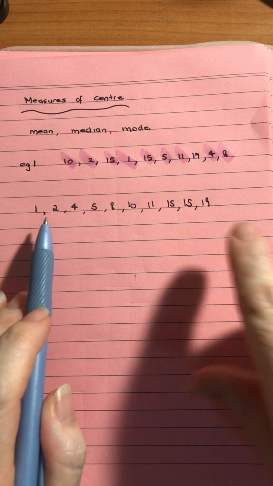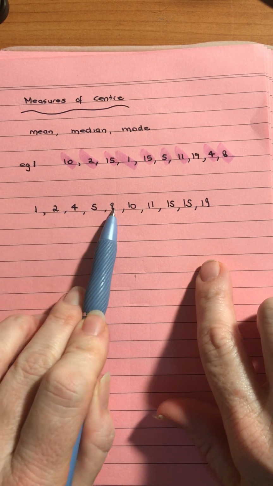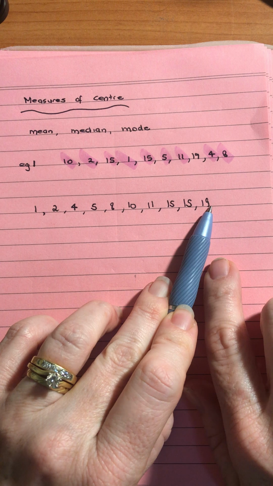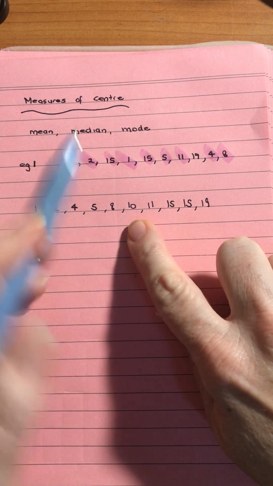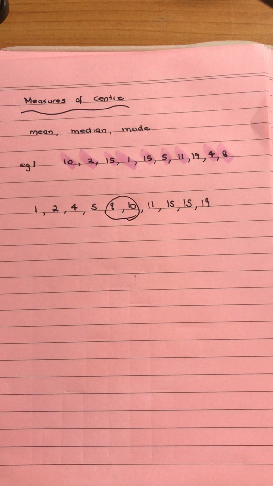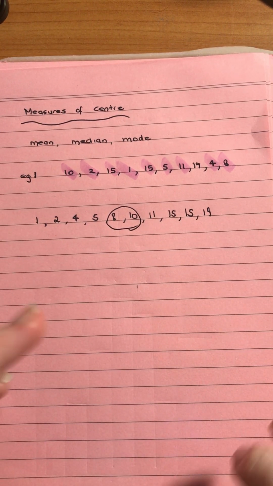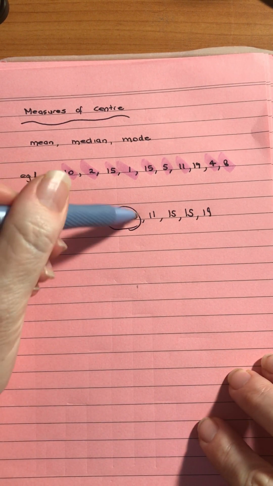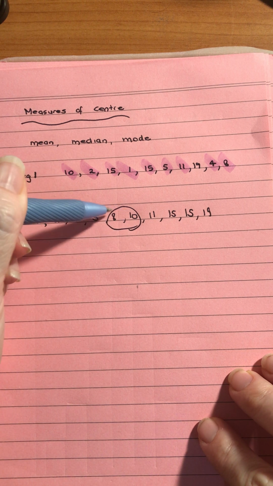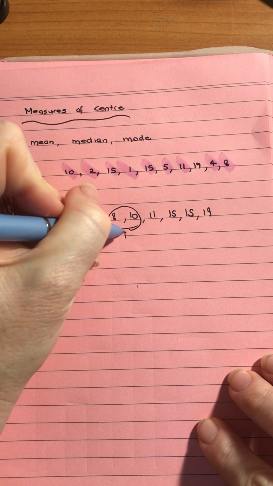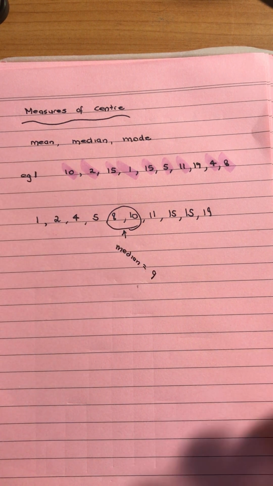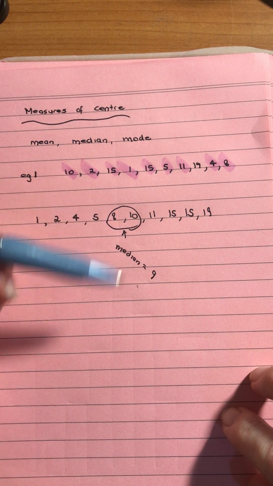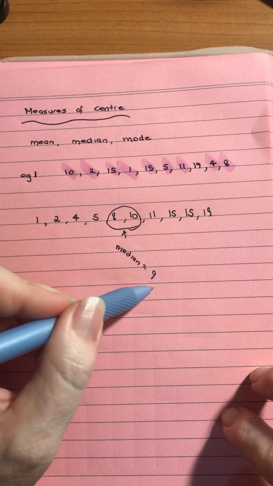I can then count into the middle. So I have 1, 2, 3, 4, 5, 6, 7, 8, 9, 10 pieces of data. So I'm counting into the middle, and I get 2 numbers. Because I have an even set of numbers, when I count into the middle I'm going to get 2. I want to then find the middle of those 2 numbers. So between 8 and 10, the middle number is equal to 9. If you weren't sure, you could add 8 and 10 together and then divide by 2. So I've got my median.